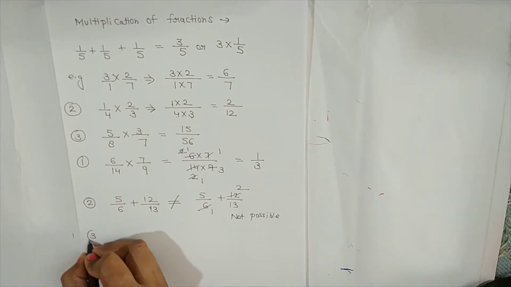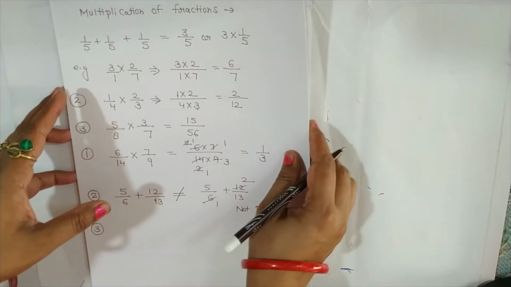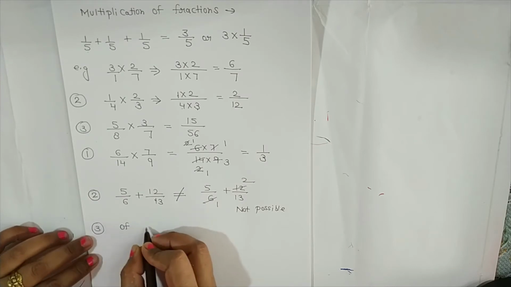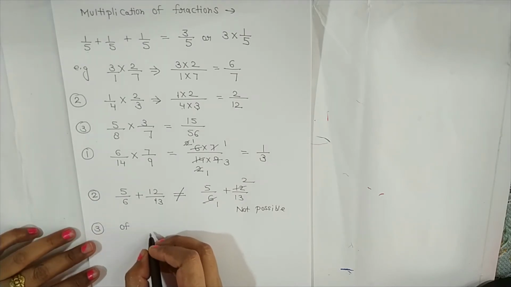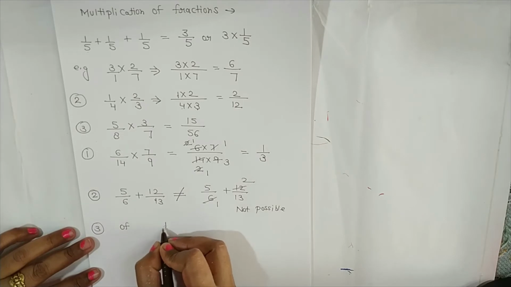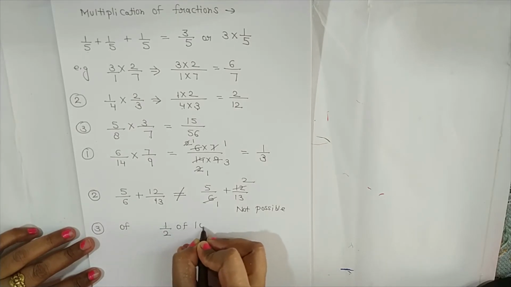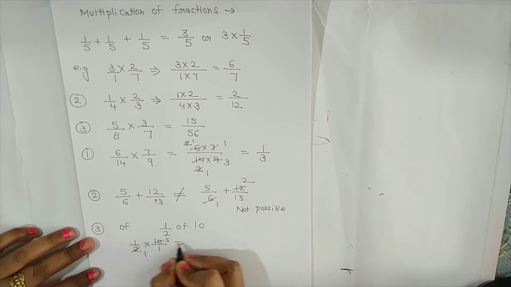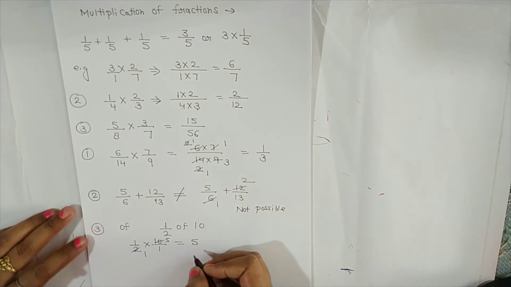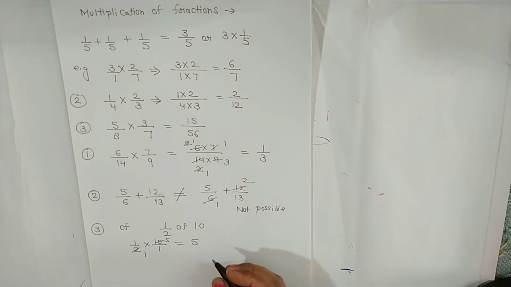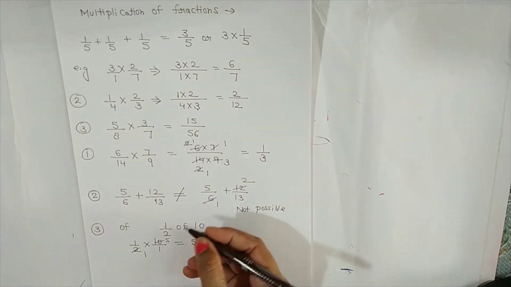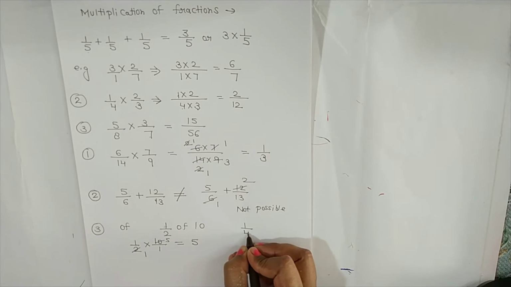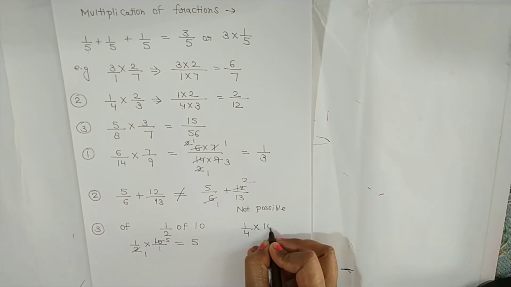Now, the third point you have to remember: of represents multiplication. Suppose you have to find 1 by 2 of 10. It means 1 by 2 into 10 upon 1. So it can be reduced: 2 ones are 2, 2 fives are 10. So the answer is 5. Okay. Similarly, suppose I am finding 1 by 4 of 100. It can be written as 1 upon 4 multiplied with 100.